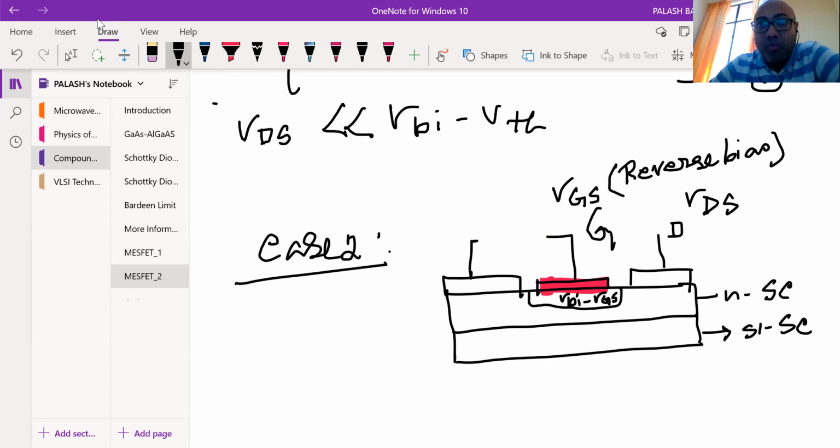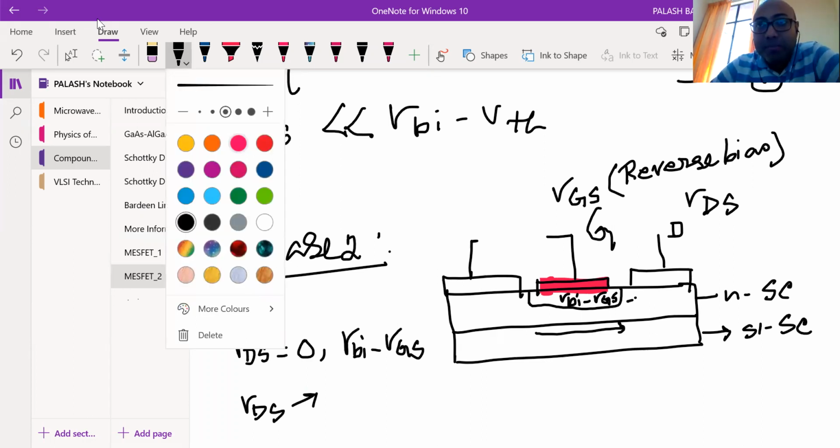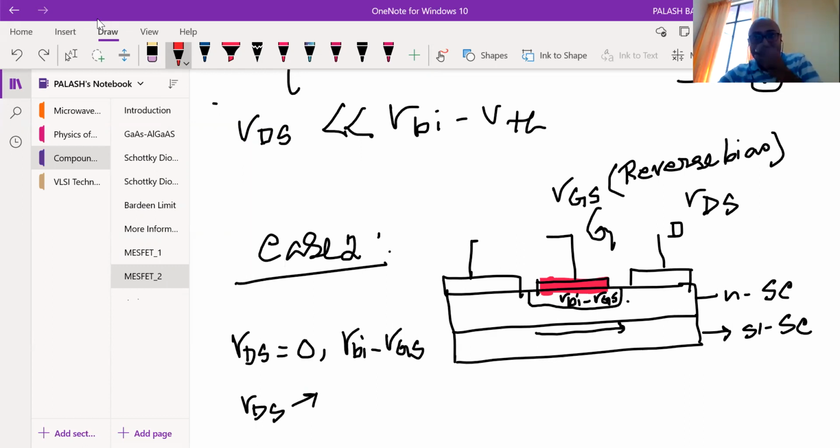That's what I'm saying. Now, when VDS is 0, drain to source voltage 0, and you have already applied gate to source voltage, what is the voltage drop you are getting across your channel? Across your channel, the voltage drop is actually VBI minus VGS, right? Now even now you are slowly increasing your drain to source voltage. So what will happen? The moment you slowly increase it, you see this portion, which I should draw in red color. You see this portion is nothing but reverse bias. So look at this part very carefully.